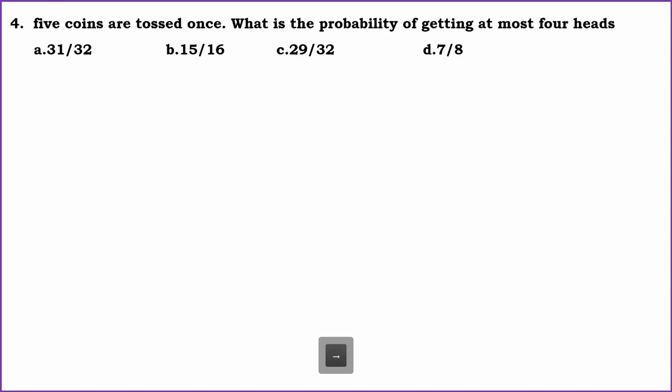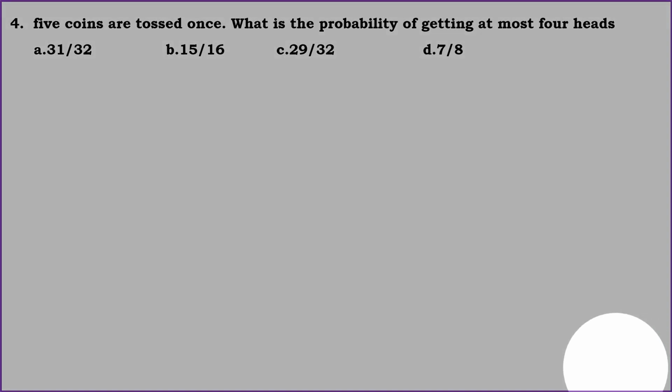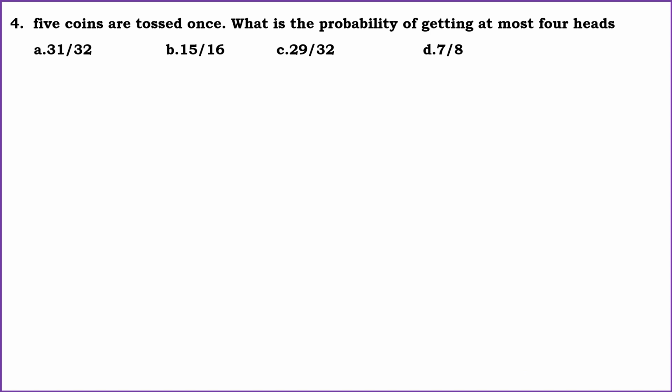Now, have a look at the next one. Fourth question. 5 coins are tossed once. Since 5 coins are tossed, 2 power 5, which is 64. Okay, sorry, 2 power 5, which is 32. This is nothing but the sample space. Sample space here is 32.